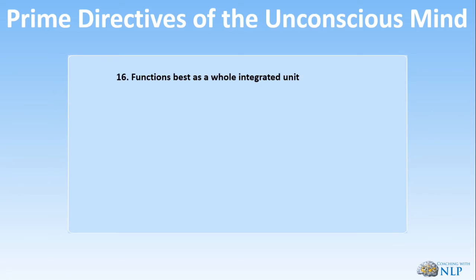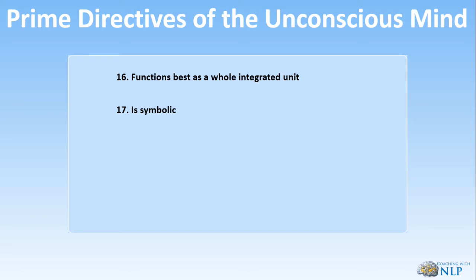Number 16, the unconscious mind functions best as a whole integrated unit. Now, we said that when we looked at the presuppositions of NLP. So we don't need parts to function. We want to do parts integration. We want to get rid of the parts and function as a whole.